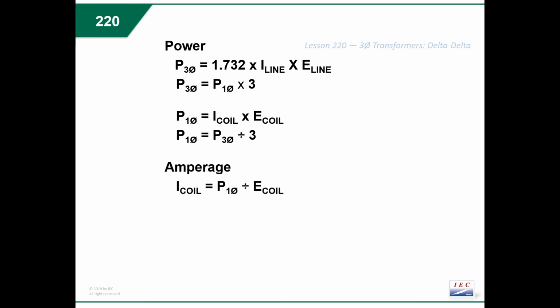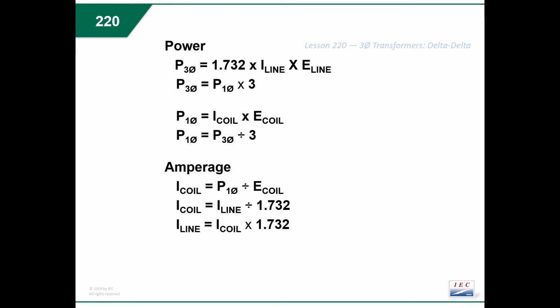Amperage. This is where it gets a little tricky on a delta system. Your coil amperage is going to be equal to your single phase power divided by your coil voltage. Your coil amperage is going to be equal to your line amperage divided by 1.732, the square root of 3. That formula right there is going to be your friend. That's easy to overlook, but keep it in mind.